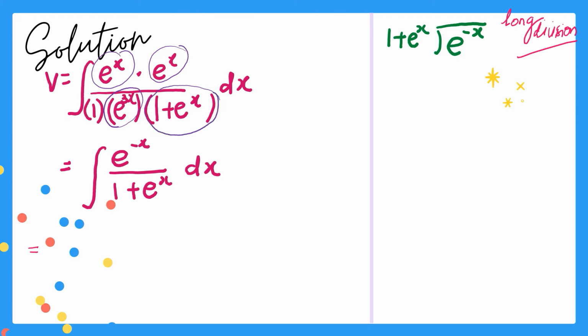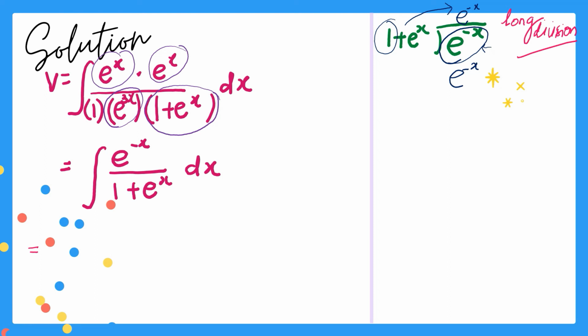So here, how to integrate? I just apply long division. I don't want to manipulate. So we have e^(-x) here, divided by 1 plus e^x. Our target is to eliminate e^(-x). So how do we eliminate e^(-x)? What we need to do is multiply by e^(-x). So 1 times e^(-x) gives e^(-x), so we can cancel out e^(-x) after this.